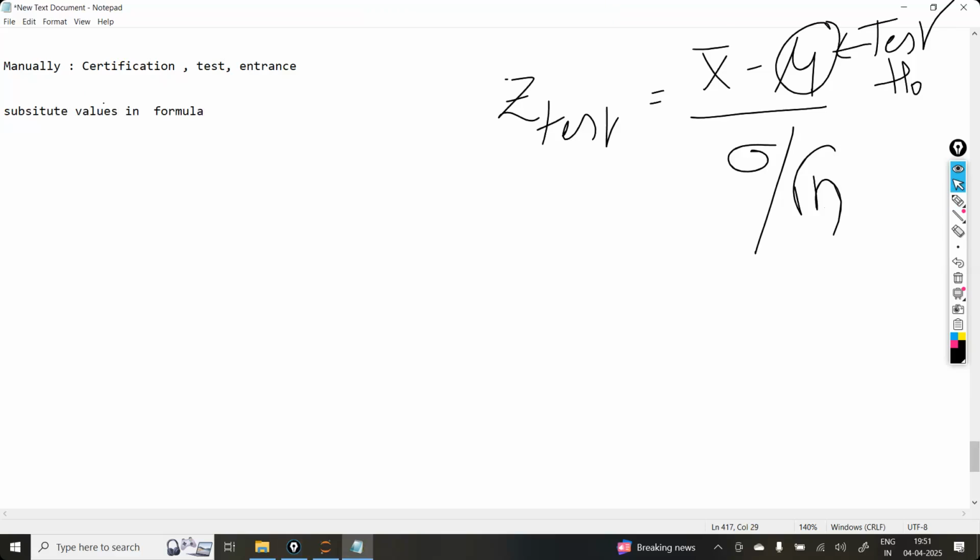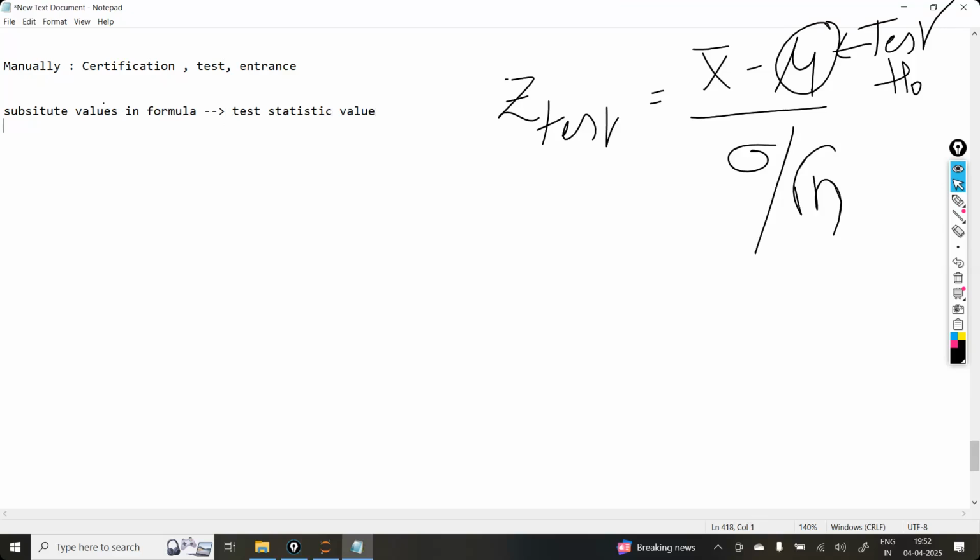In yesterday's pizza example or milk packet example, we did this only. We just substituted the values in the formula. After substituting the values in the formula, we get what? The output as the test statistic value. This is what we receive as the output once we substitute in the formula.